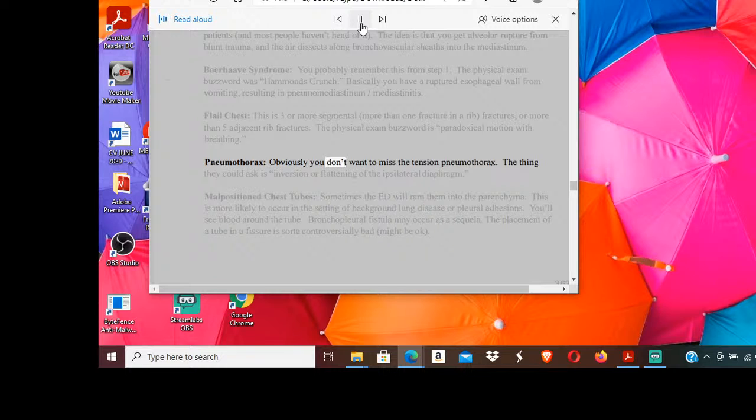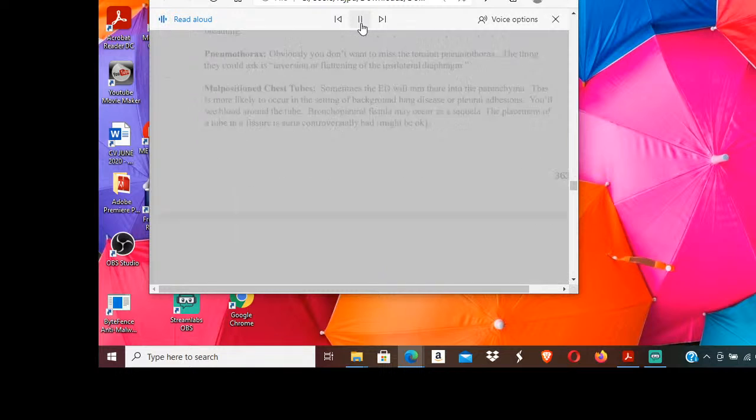Pneumothorax, obviously you don't want to miss the tension pneumothorax. The thing they could ask is inversion or flattening of the ipsilateral diaphragm. Malpositioned chest tubes, sometimes the ED will ram them into the parenchyma. This is more likely to occur in the setting of background lung disease or pleural adhesions. You'll see blood around the tube. Bronchopleural fistula may occur as a sequela. The placement of a tube in a fissure is sorta controversially bad, might be okay.